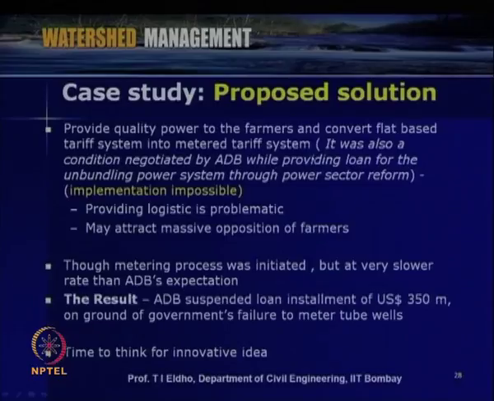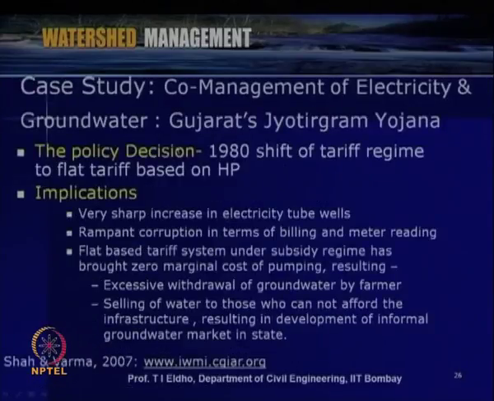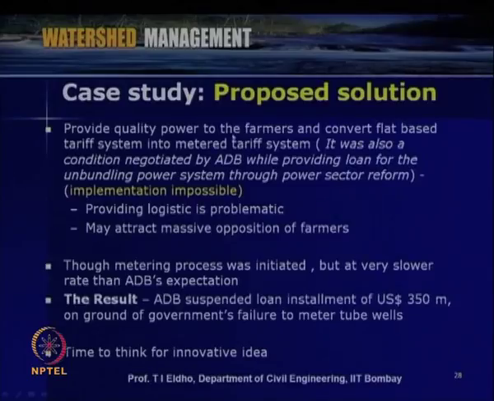Then after studying all these things, a scheme was formulated called the Jyotirgram Yojana, or Jyotirgram scheme. The solution was to provide quality power to the farmers and convert the flat tariff system into a metered tariff system. This was also a requirement of the funding agency, the Asian Development Bank.